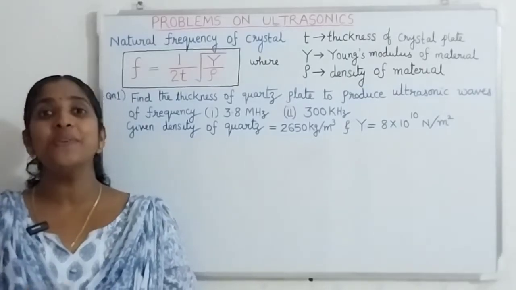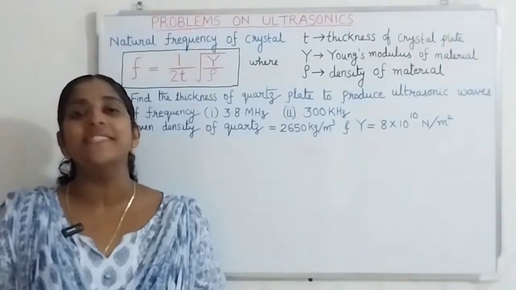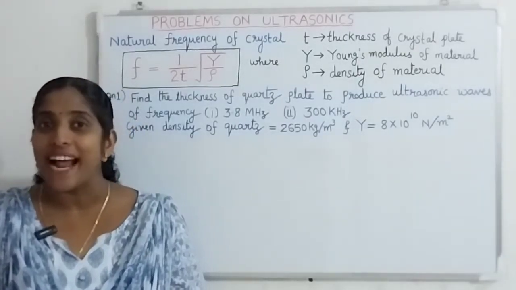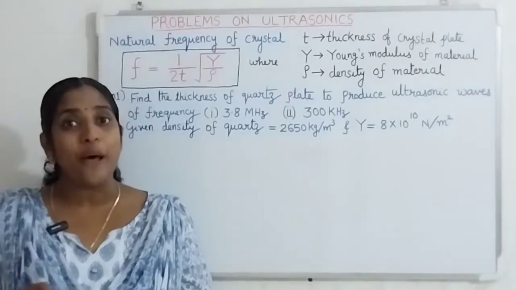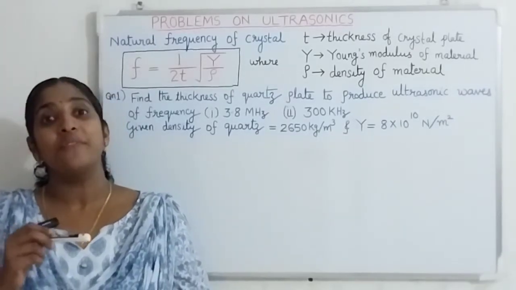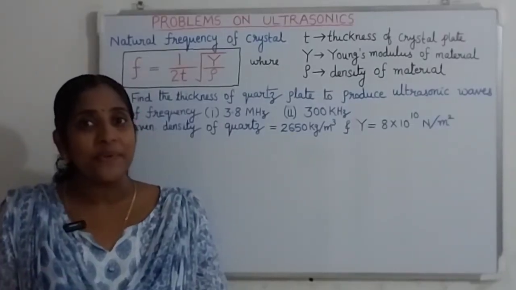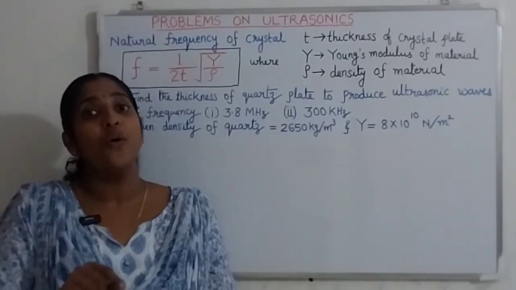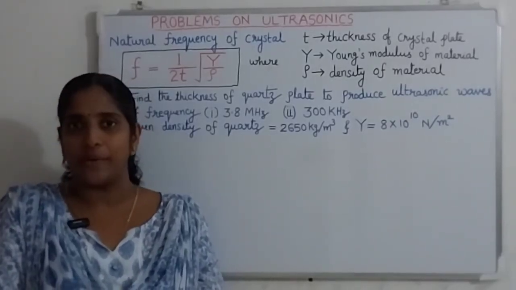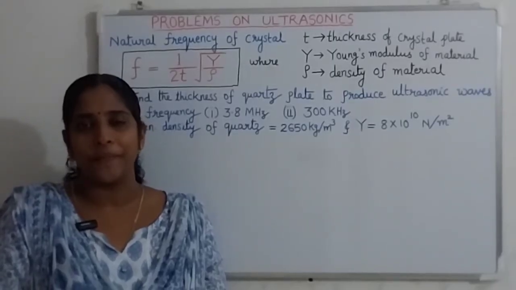If the frequency of vibration of the crystal is greater than 20 kilohertz, the wave produced is known as ultrasonic waves. What is an ultrasonic wave? Ultrasonic waves are sound waves having frequency greater than 20 kilohertz. For these sound waves to be ultrasonic, we have to apply an AC signal of frequency greater than 20 kilohertz. That frequency we can achieve with the help of an LC circuit.